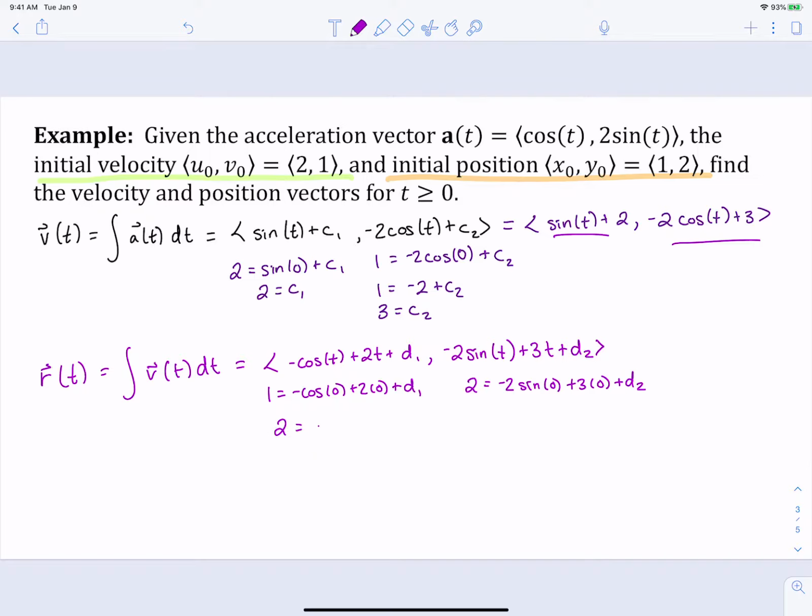Here we are going to get 2d, because cosine of 0 is going to be 1. That's going to give us a negative 1. That guy's going to be 0. So you're going to add 1 to both sides. And here, that guy's 0 and that guy's 0. So d sub 2 is 2. So our position function is negative cosine of t plus 2t plus 2 for our first component, and negative sine of t plus 3t plus 2 for our second component. So again, we've done stuff like this before. It's just been with one component, with one equation. We just have to do it now with multiple equations.